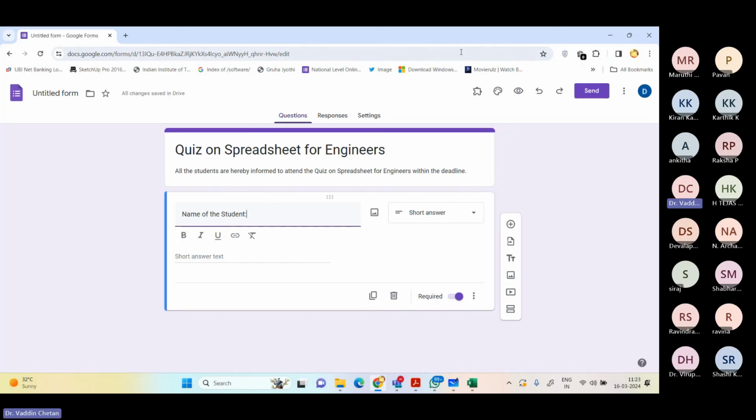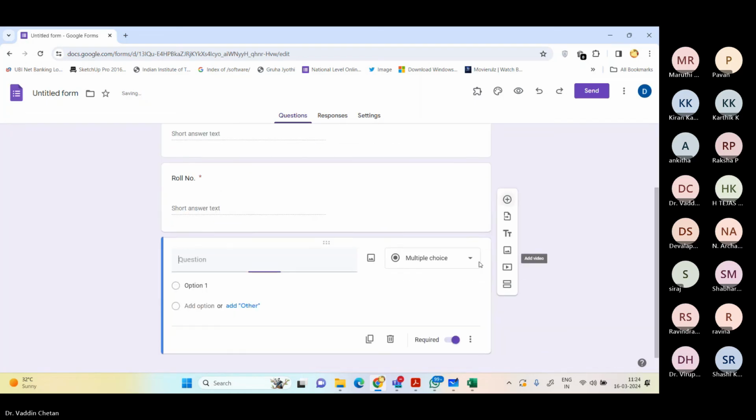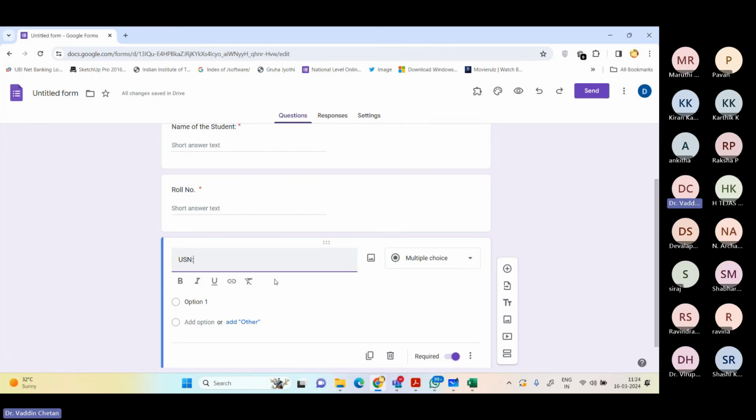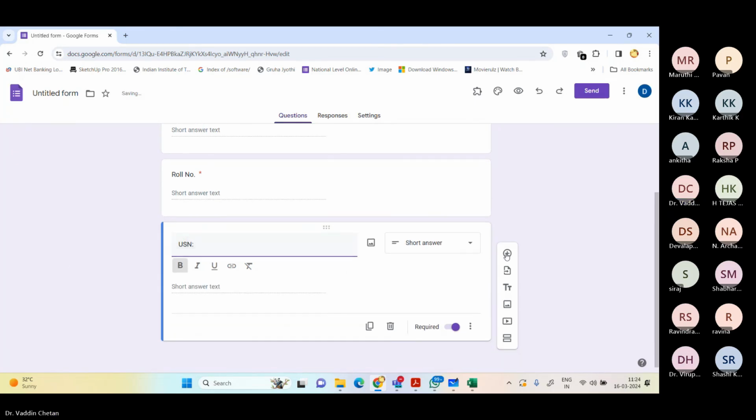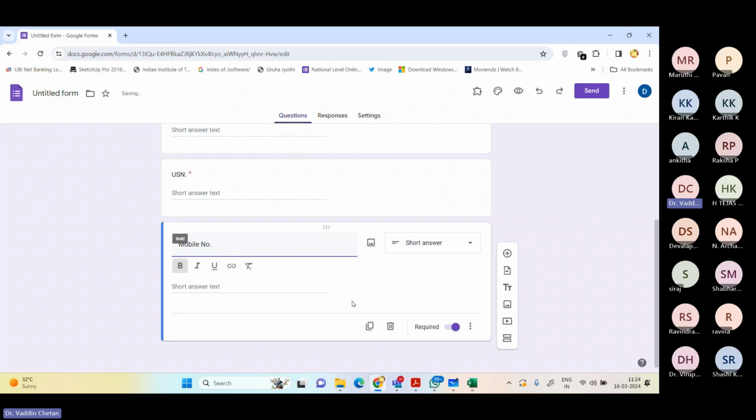First, I need to collect the name of the student. Then, if he has a roll number, then the university seat number. If required, we can collect a mobile number, because nowadays this number may be helpful. I'm not talking about all, but a few of the students have a habit of changing the phone number monthly.